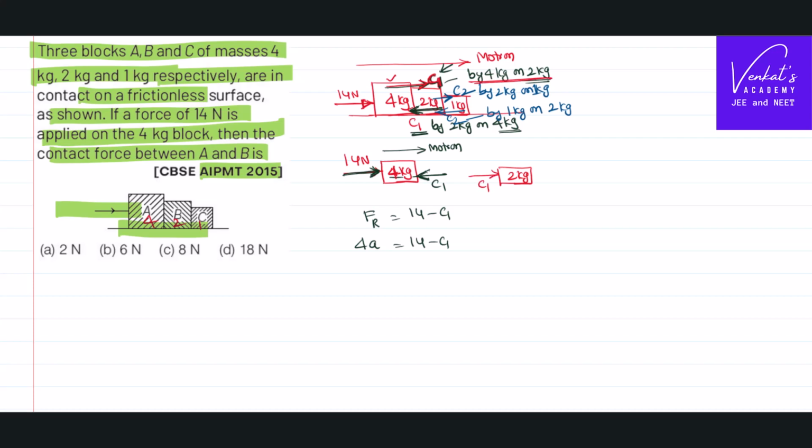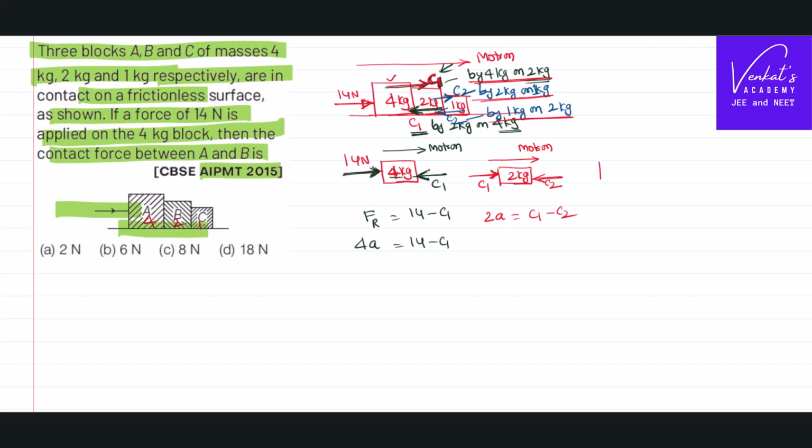This is C1. Now, I won't be counting this one because it is applied by 2 kilogram but acting on 1 kilogram. We are writing the forces acting on 2 kilogram. So we can count this C2, because it is applied by 1 kilogram but acting on 2 kilogram. And the motion of the system is forward. Then again I can write the resultant force: 2A equals C1 minus C2. C1 is positive because it is along the motion, and C2 is negative because it is against the motion. That's for the second body.